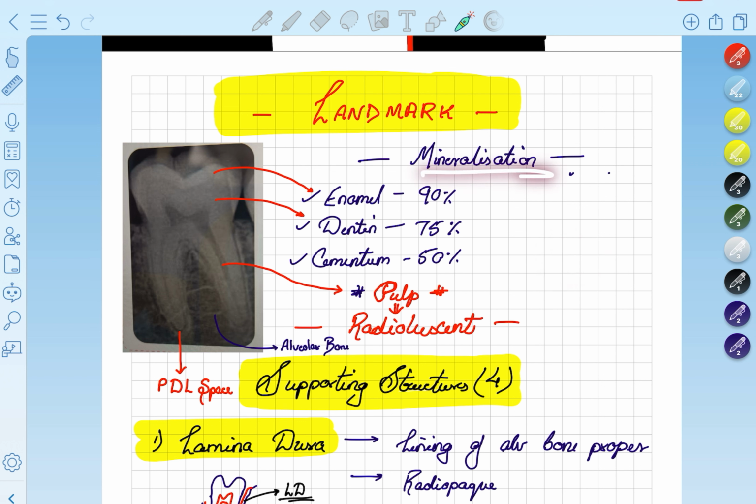To start with mineralization, the enamel is the most mineralized, that is 90%, then dentin 75% mineralized, then cementum 50% mineralized. As we can see here, the most white structure is the enamel, the less white structure is the dentin, the even less white structure is the cementum, and this blackish or dark structure is the pulp. How does it appear? Radiolucent. As we can see, between these two white structures there is a black structure. How does it appear? It is the pedial space. Pedial is a soft tissue, the periodontal ligament, so it will appear radiolucent or black in color.